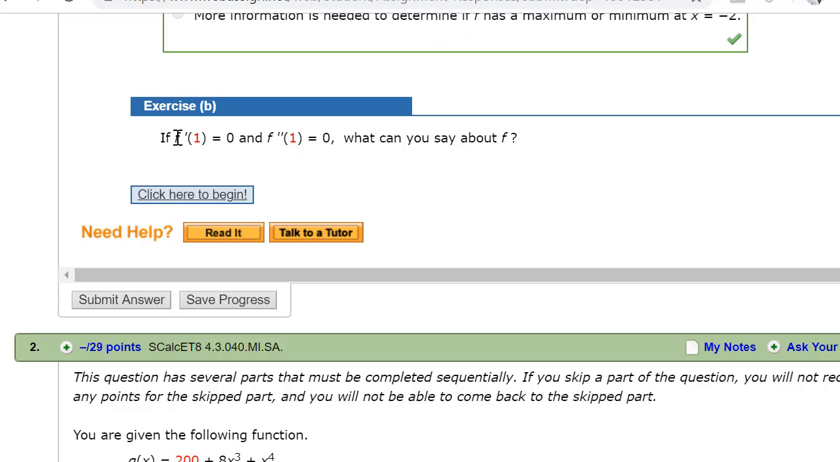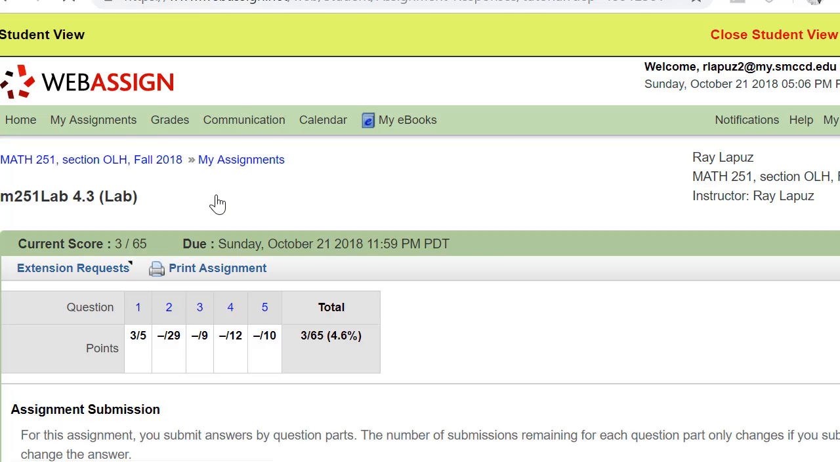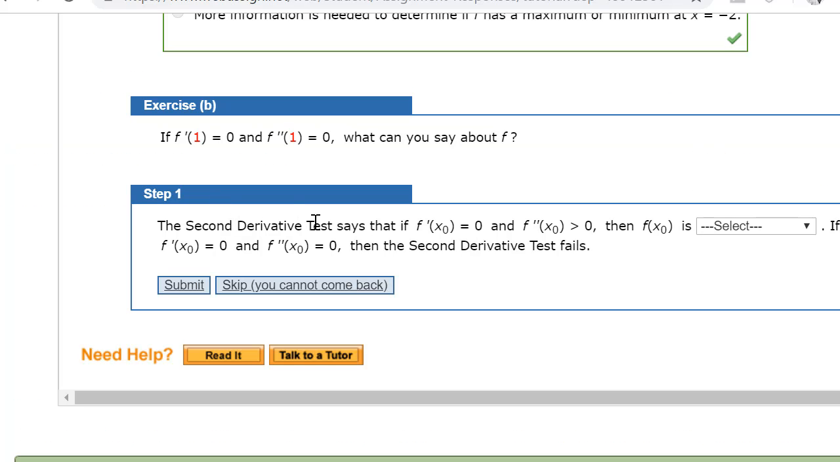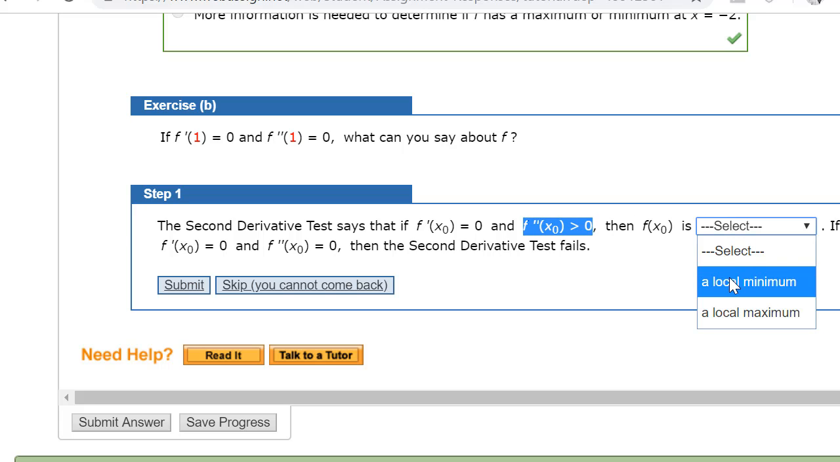Second part here is that if f prime of 1 is equal to 0 and f double prime of 1 is also equal to 0, they want us to figure out what we can say about that. The second derivative test says that if f prime of x naught is equal to 0 and f double prime is bigger than 0, think about this as concave up. And so at the middle of the concave up, the letter u, we have a local minimum there.